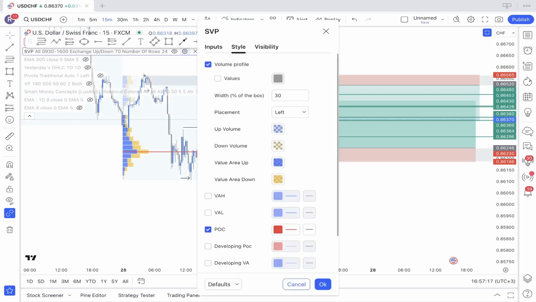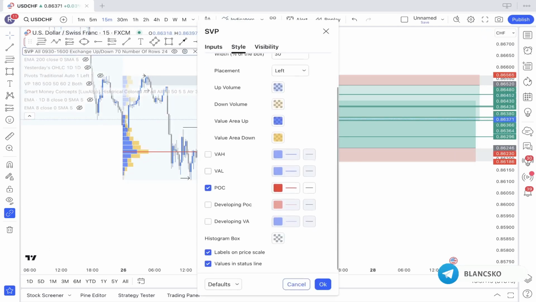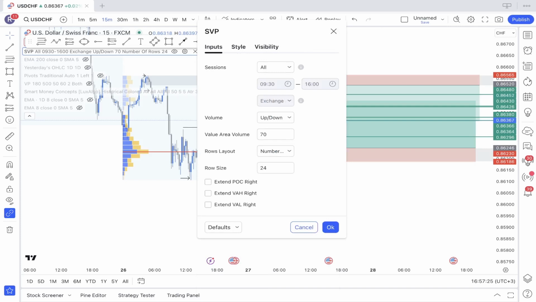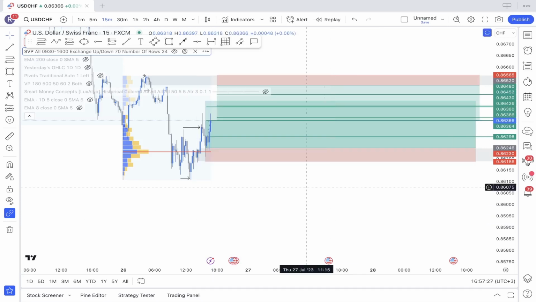Let's check the settings real quick to make sure we have the same exact settings. So I only enabled the POC, which stands for the point of control, and inputs are pretty much default. After that, you click OK and you're all set.